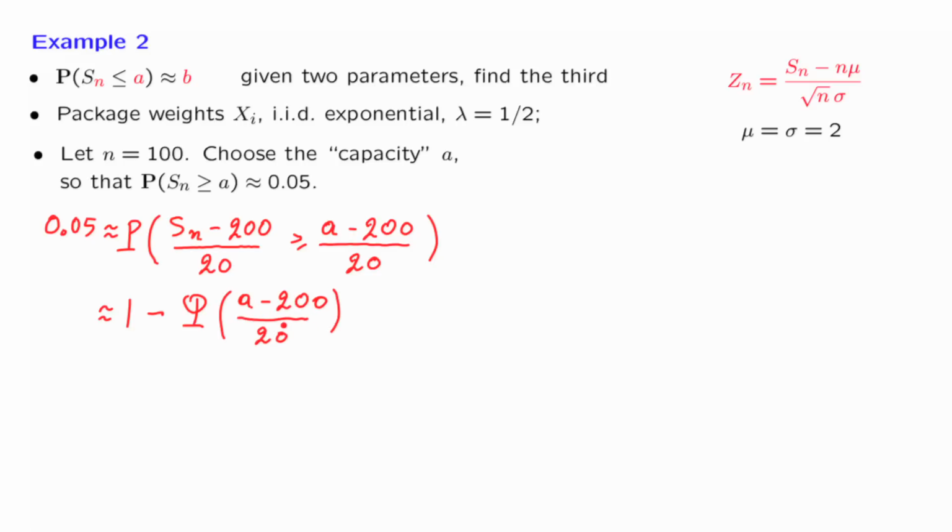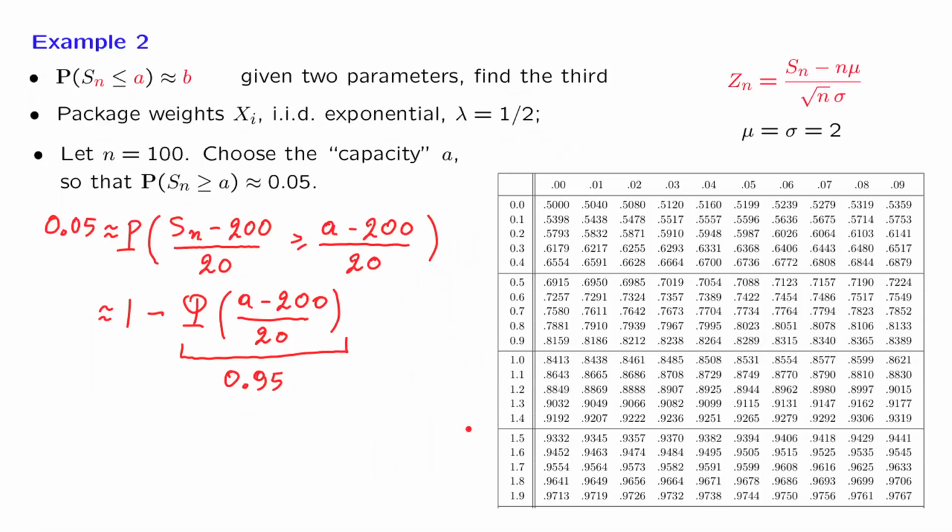Now, what this tells us is that this quantity here, the value of the CDF, should be equal to 1 minus 0.05. So this quantity here should be 0.95. What does this tell us about the argument of the CDF? We can look at the table and try to find somewhere an entry of 0.95. And we find it either here or there.